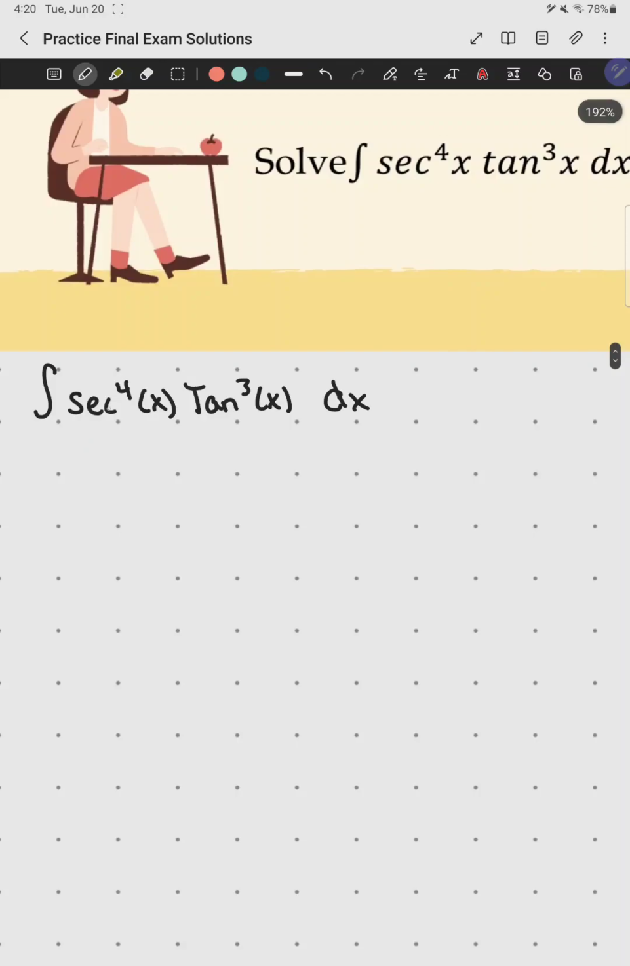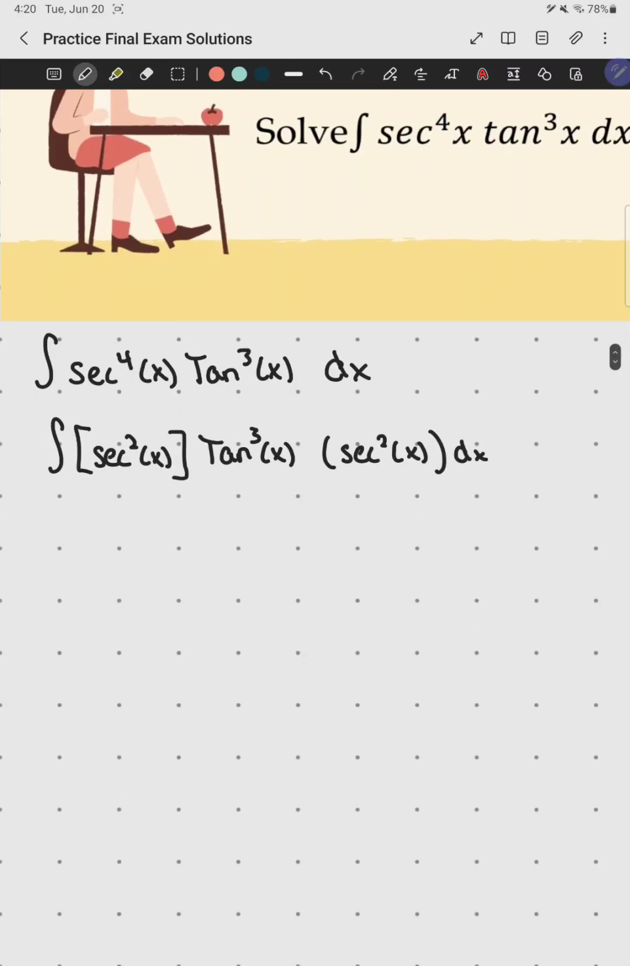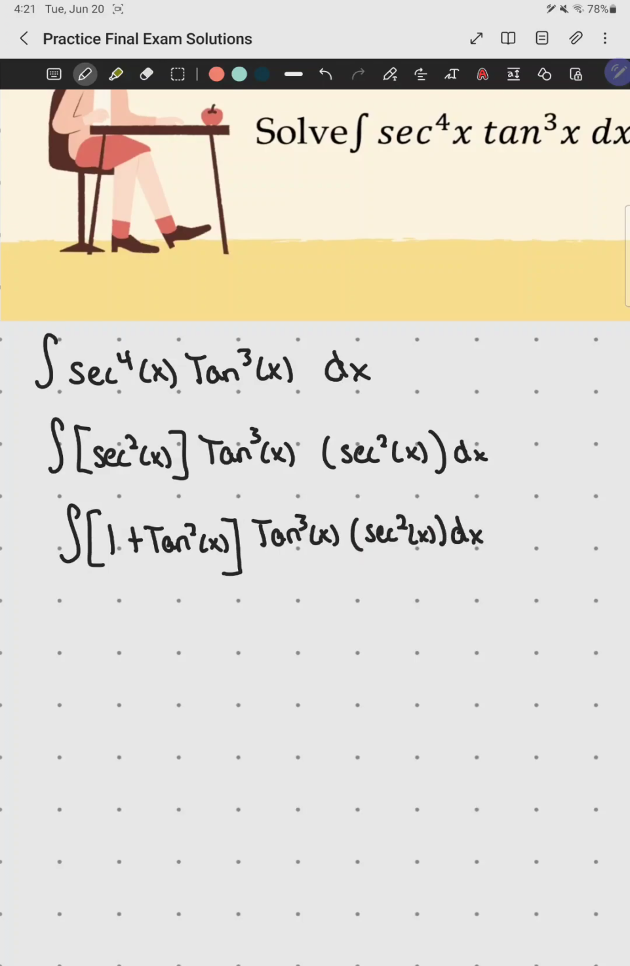The first rule you need to know: if you have an even power of secant, you're going to want to split that up. So let's go ahead and do that. Leave our tangent cubed the same, and then our second part of our secant. By our Pythagorean identity, secant squared x equals 1 plus tangent squared x, so let's rewrite it as the following. Again, keep our tangent cubed just how it is, with our secant squared x dx.